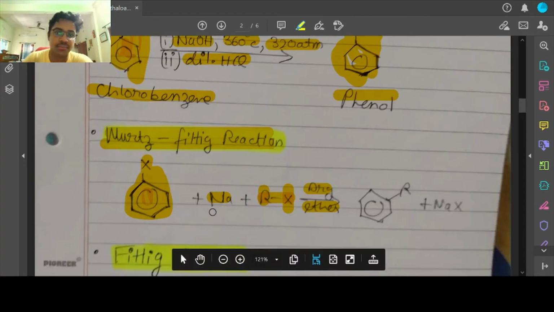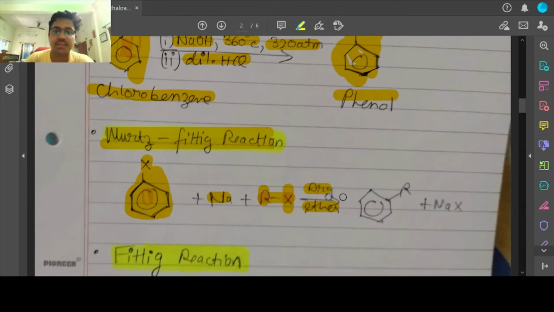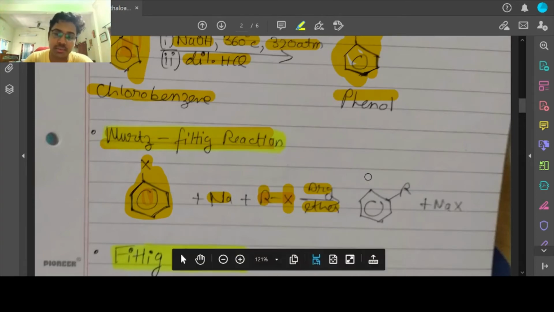So this is a halobenzene plus Na plus RX, in the presence of dry ether. Dry ether is very important, or else this reaction will not take place. It gives a benzene ring attached with the alkyl group, plus NaX.